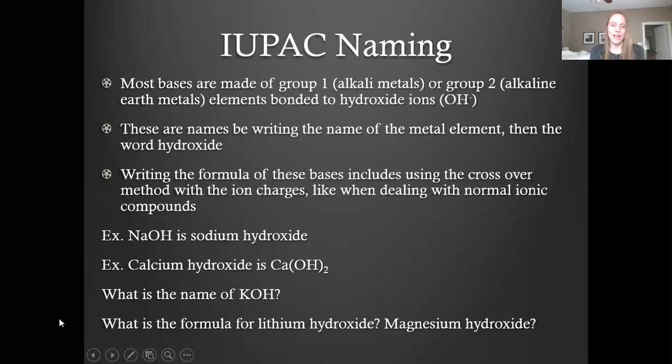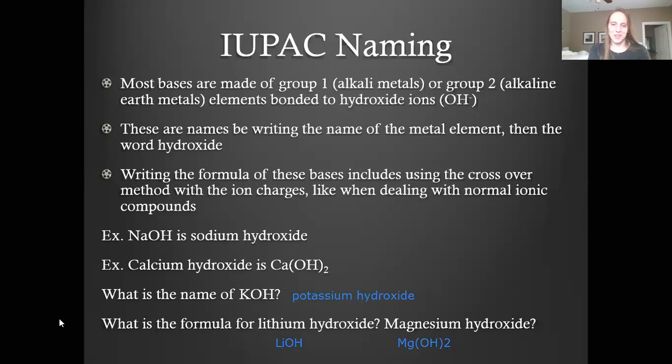Take a second now and see if you can figure out what the name of KOH is and what the formula for lithium hydroxide and magnesium hydroxide would be. This is what your answer should be. KOH is potassium hydroxide, potassium for the K, hydroxide for the OH. Lithium hydroxide is LiOH, and magnesium hydroxide is Mg(OH)2. Again, that 2 should be in subscript. This one has a 2 because magnesium has a charge of 2, and we have crossed our charges.